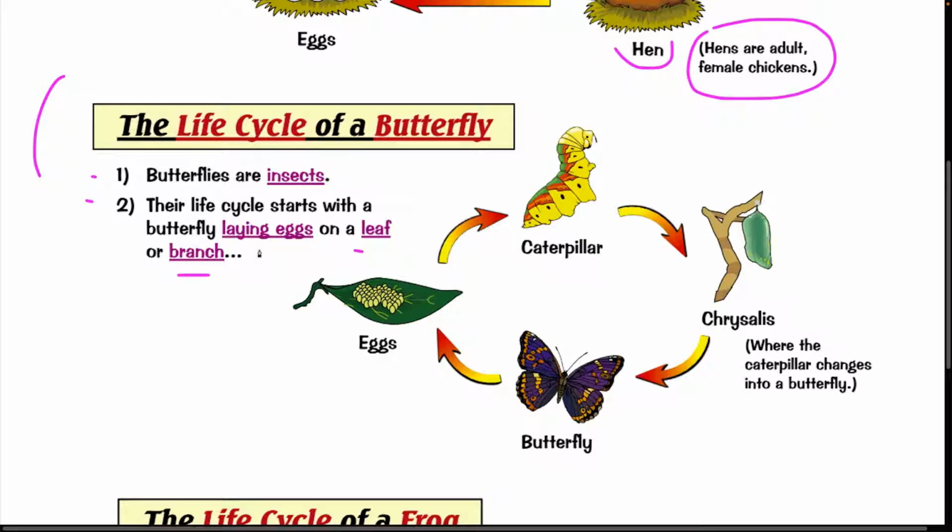Teacher, o que eu tenho que fazer aqui? Se você não sabe o que é leaf and branch, as duas palavras eu quero que vocês pesquisem a tradução para poder entender essa frase, tá bom? Então, o ciclo da vida das borboletas começa com uma butterfly colocando os ovos muito bem, leaf or branch.